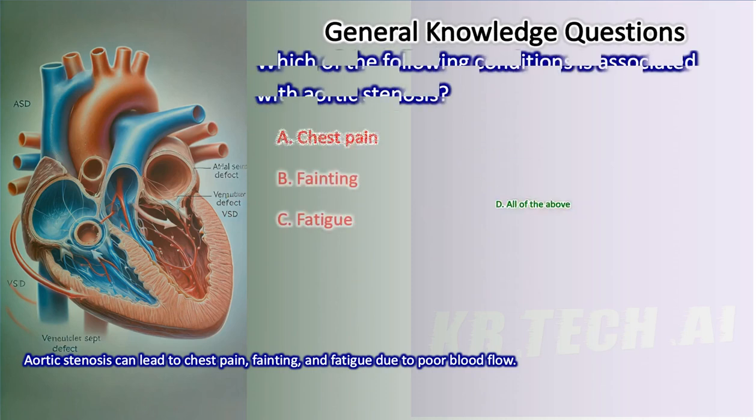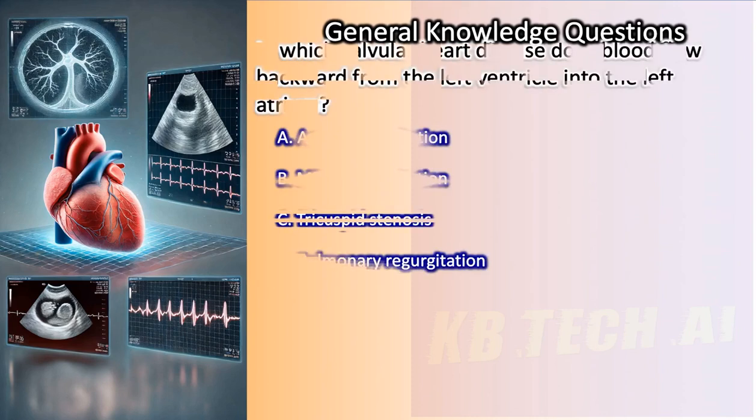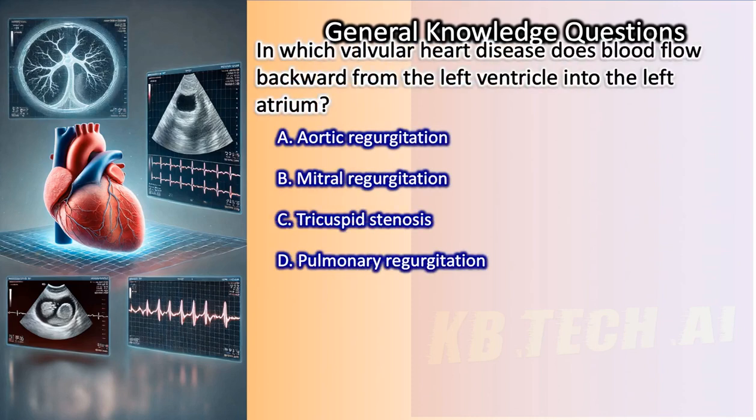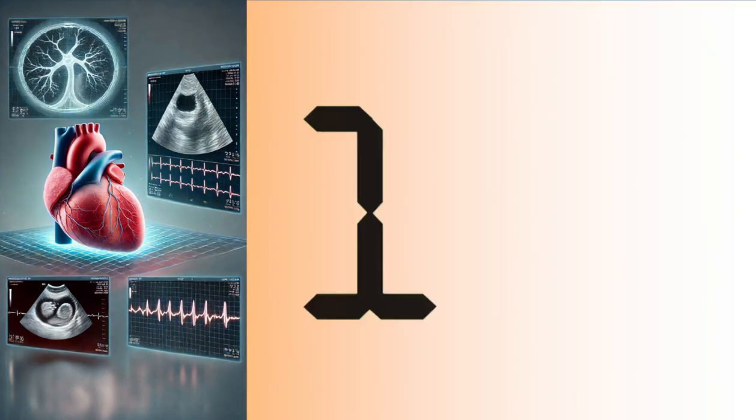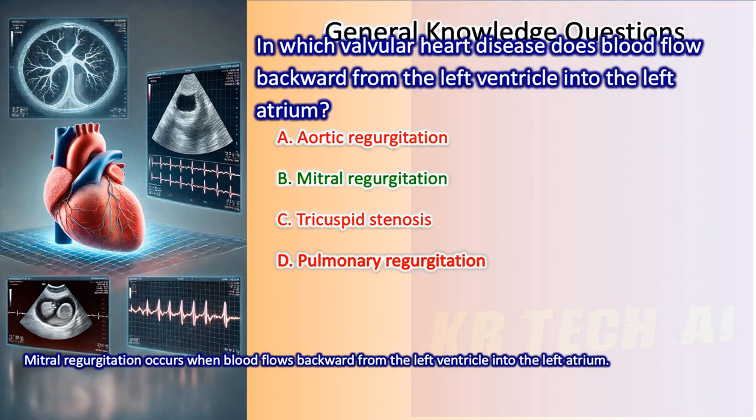The answer is option 4. All of the above. In which valvular heart disease does blood flow backward from the left ventricle into the left atrium? Option 1. Aortic regurgitation. Option 2. Mitral regurgitation. Option 3. Tricuspid stenosis. Option 4. Pulmonary regurgitation. The answer is option 2.